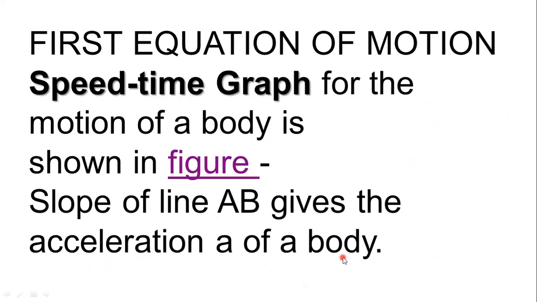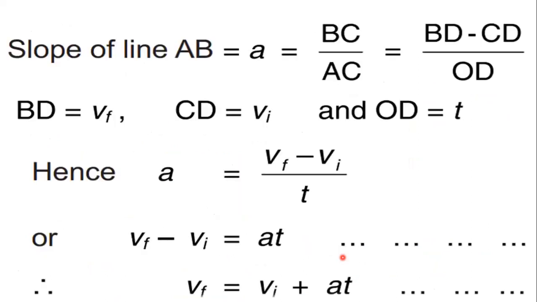The next is, from here, once again, the same thing is written that we were proving the first equation. So first we are looking for the acceleration, the slope of the AB line, and the AB line is representing the acceleration. And this was the rise over run.